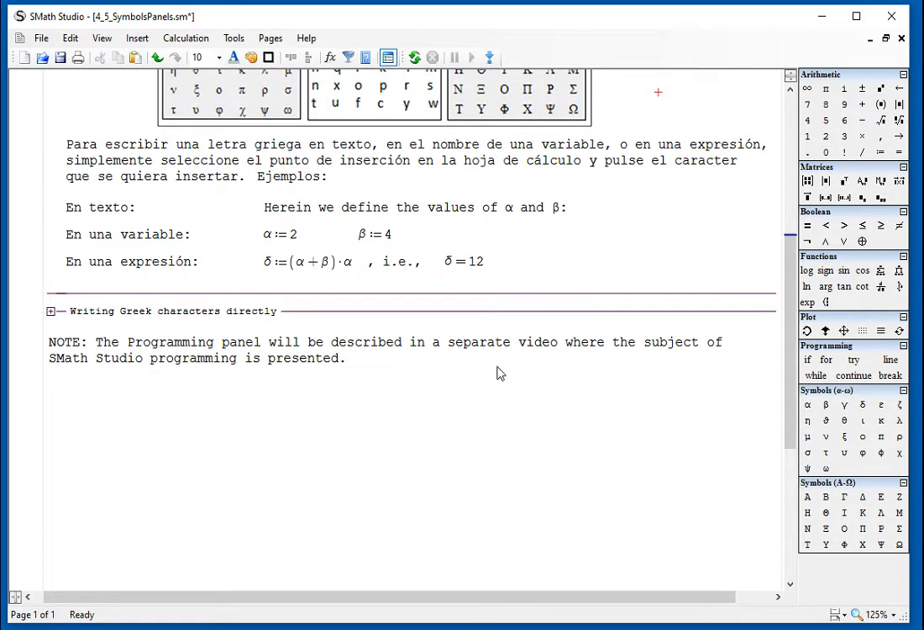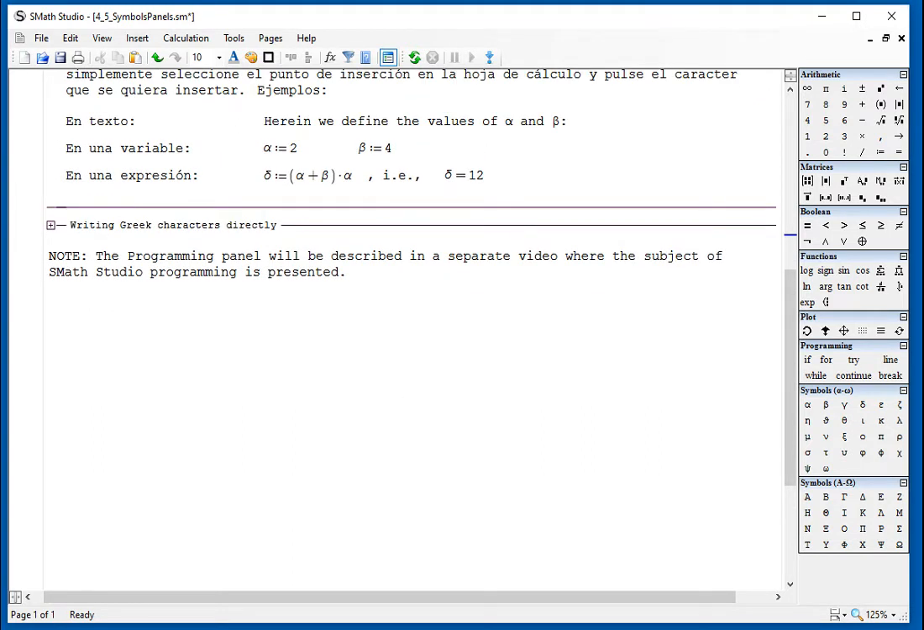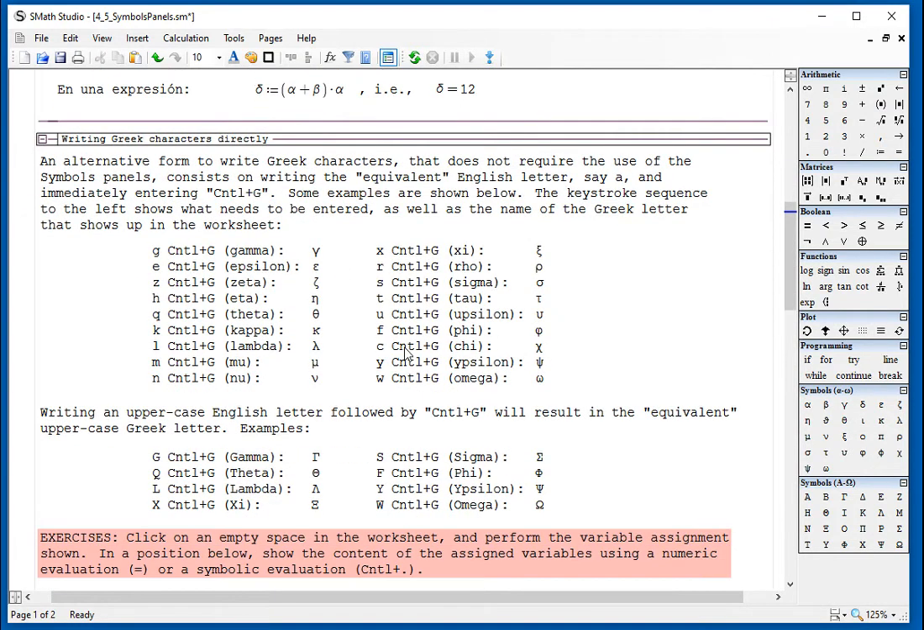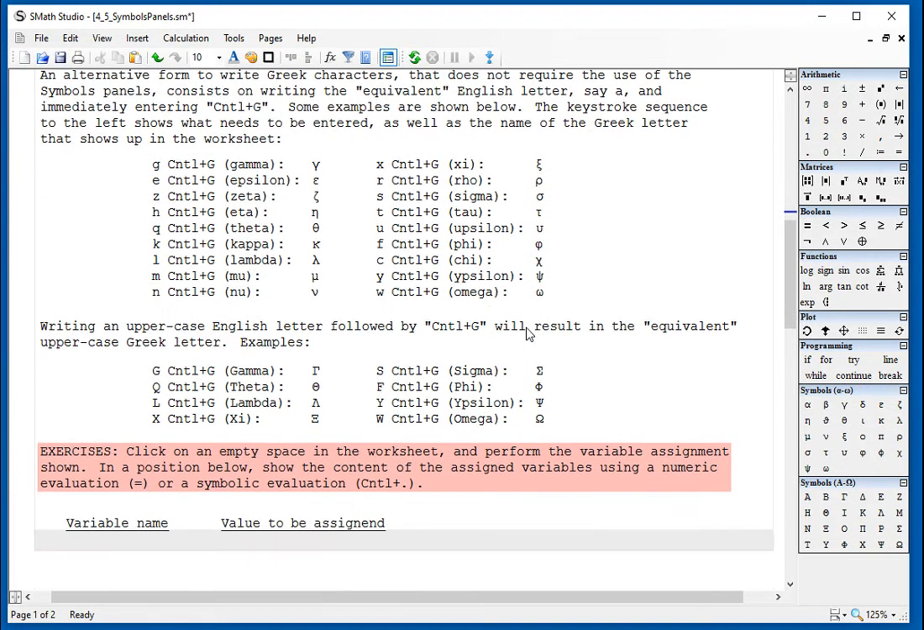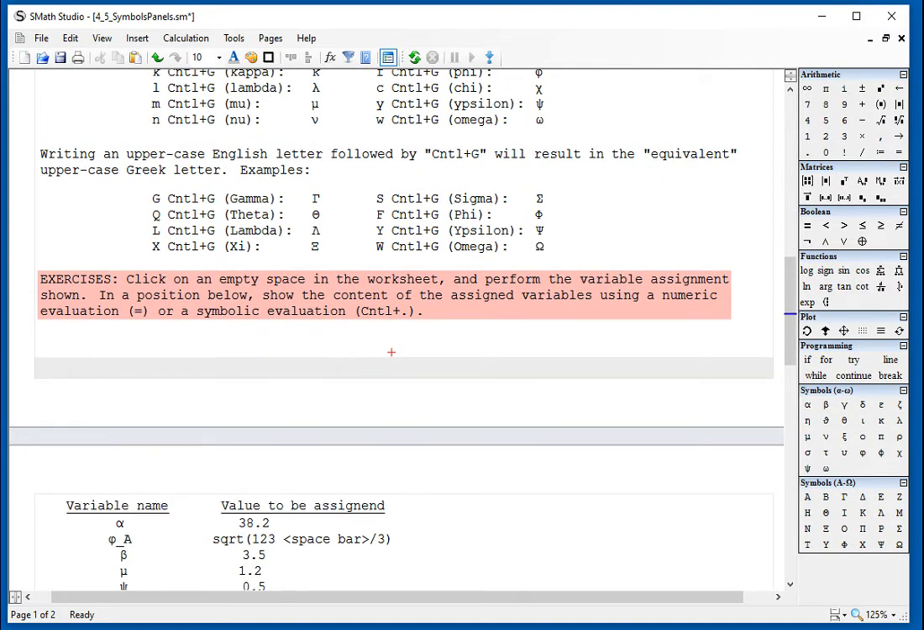And so all what you have to do for writing Greek characters directly is to type the English letter followed by Control G. And so you can see here how all of this gets typed. And here I have some examples.